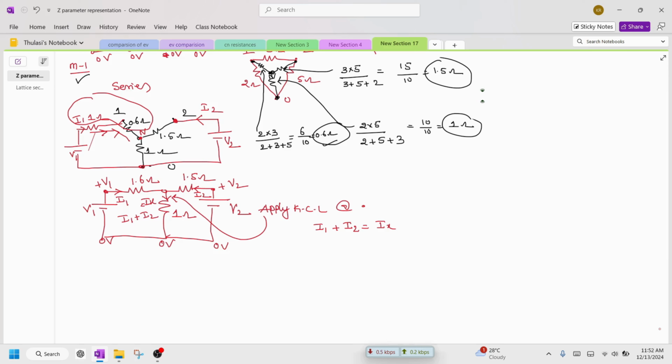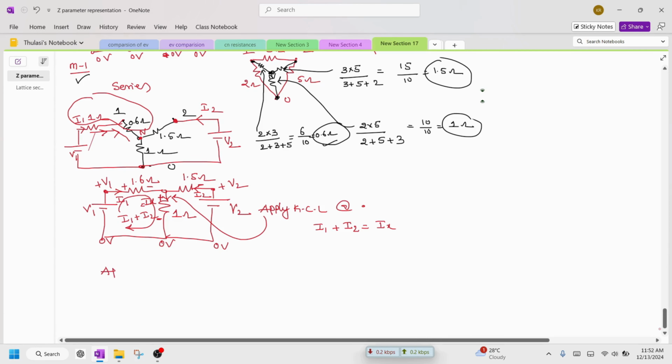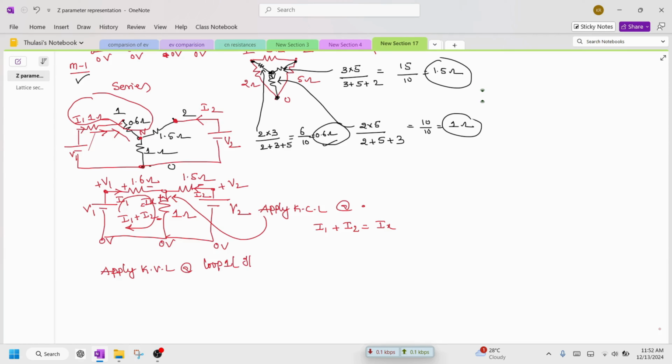So now let's apply KVL in this loop. The current is entering here, so this is positive and this is negative, and in this branch the current is entering, so this is positive and this is negative. This is the current flowing in this branch. Now let's write down the first loop, or first port. Apply Kirchhoff's voltage law at loop 1, or at the input port side.